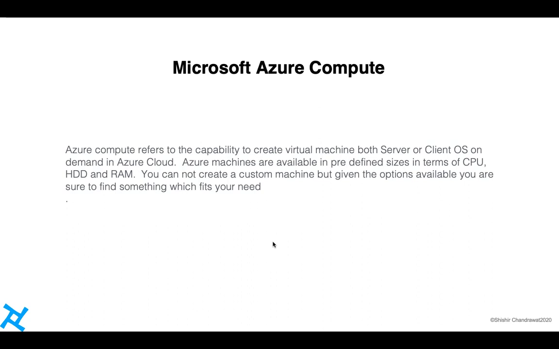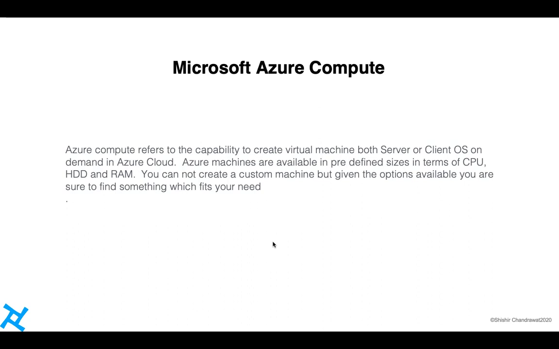Azure machines are available in predefined sizes in terms of CPU, HDD, RAM. You have seen how we choose a D2 machine or a B2 machine or an F machine or the various other kinds of machines which are available based on the size and the performance. So these are predefined sizes. You cannot create a custom machine, but given the options available, you are sure to find something which fits your need, because there are so many options and there are more options coming all the time.